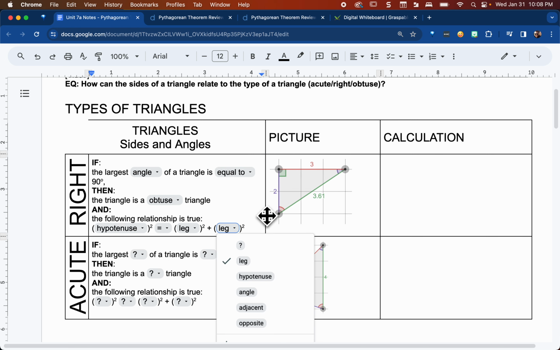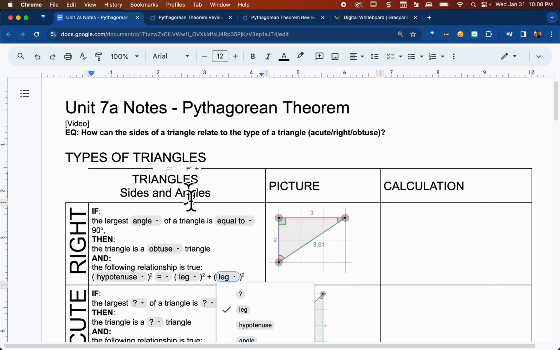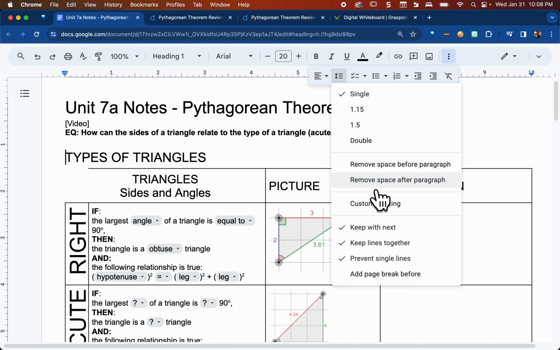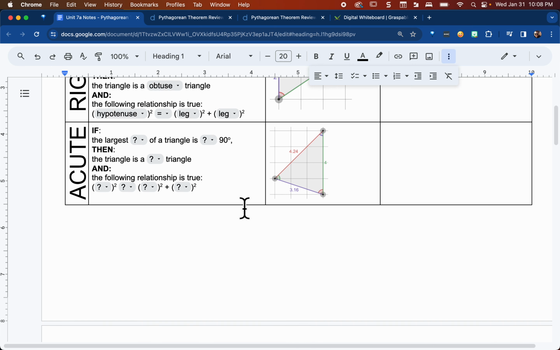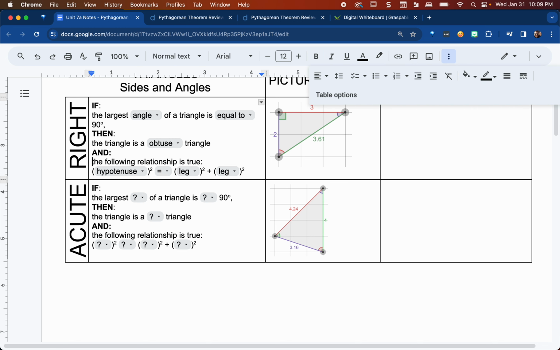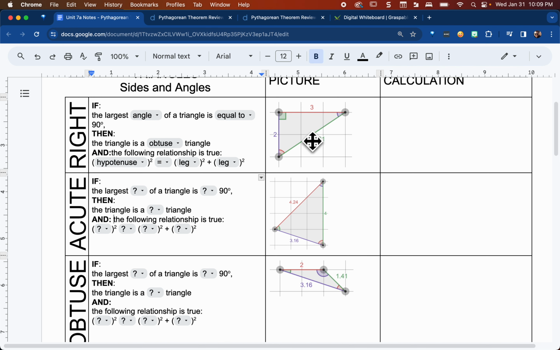We're going to make this a little bit bigger so things fit on there a little bit more nicely. We're going to remove some of this height. There we go. And so here's our picture, and the legs are 3 and 2.